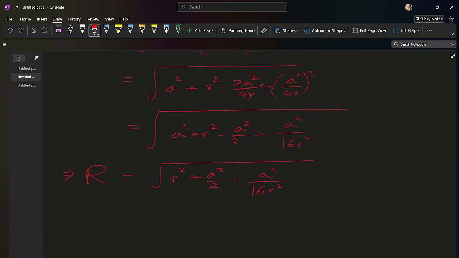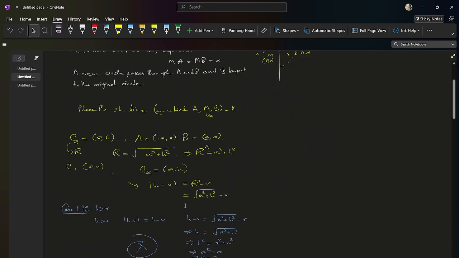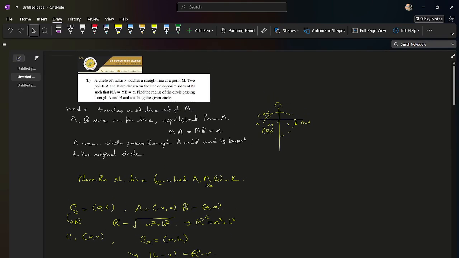So now what can be done here? Yes, this is the final answer. The radius of the new circle is equal to root over r square plus a square by 2 plus a to the power 4 by 16r square. So this is the problem here.